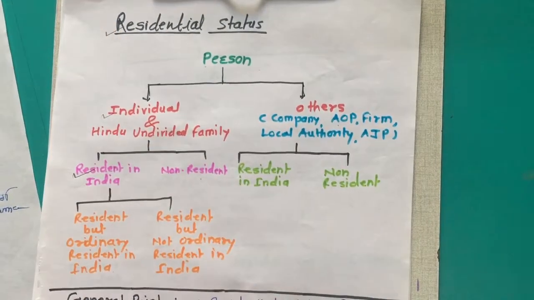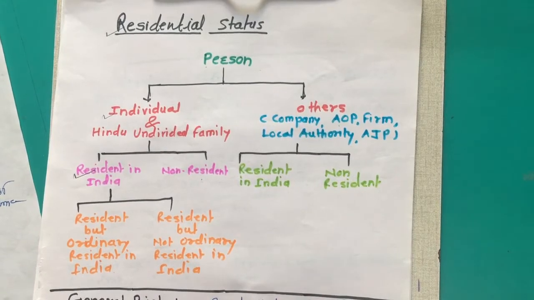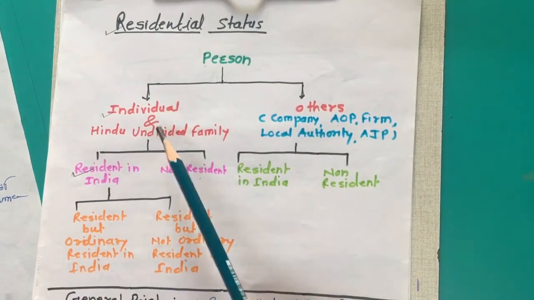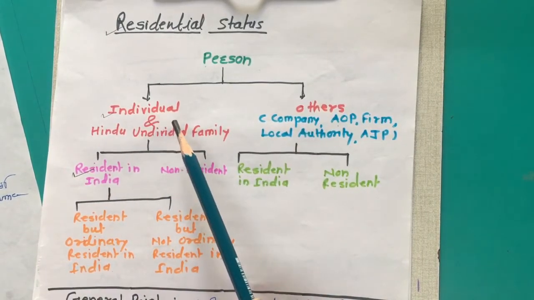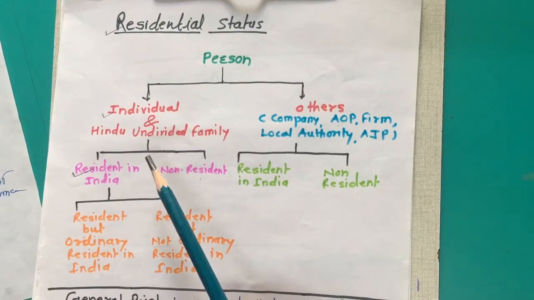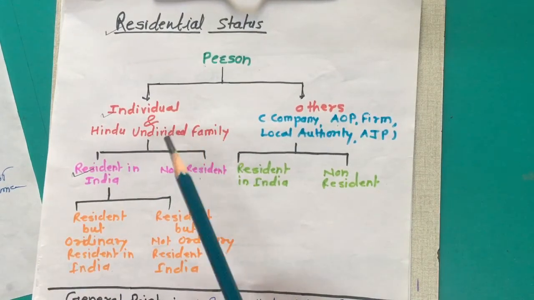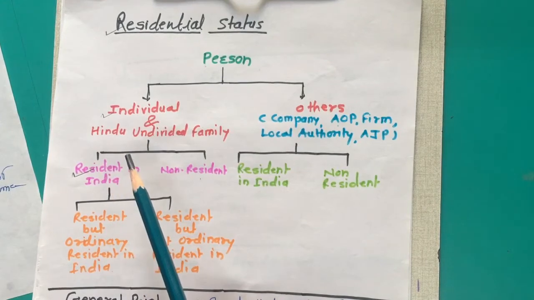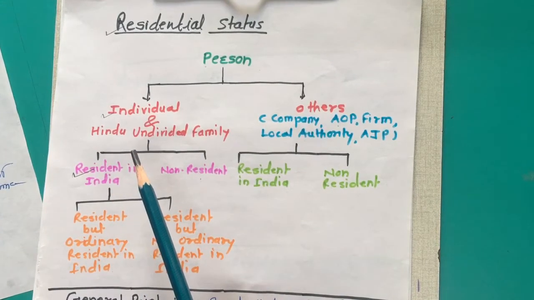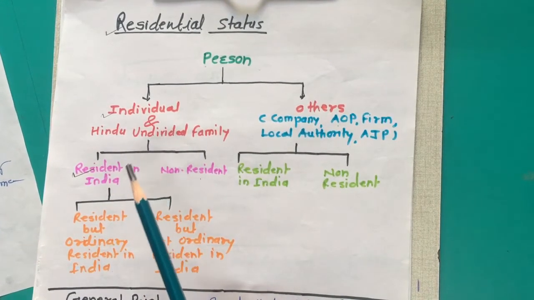person or assessee. Residential status of an assessee determines the scope of chargeability of income. It is important as per the Income Tax Act. Residential status of an assessee decides the chargeability of foreign income.